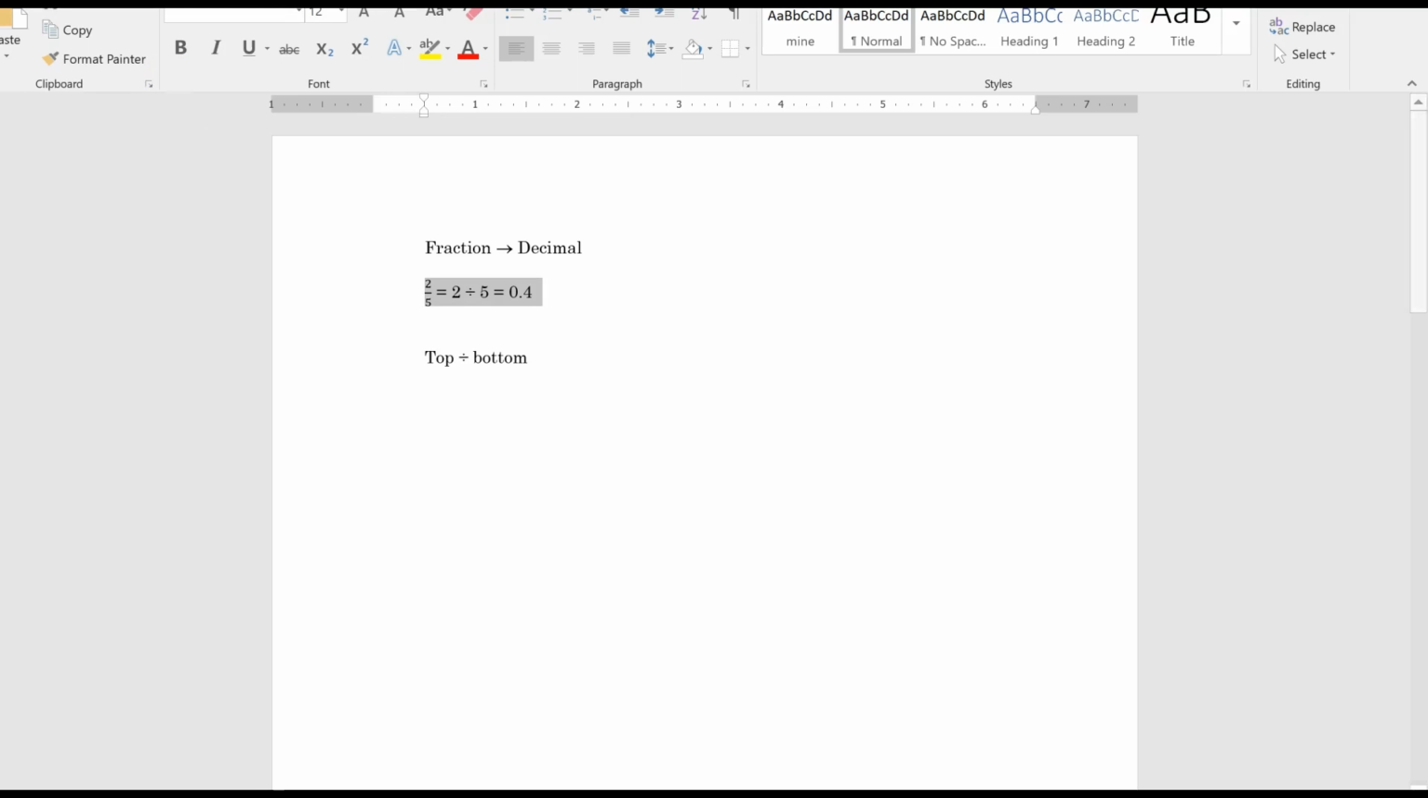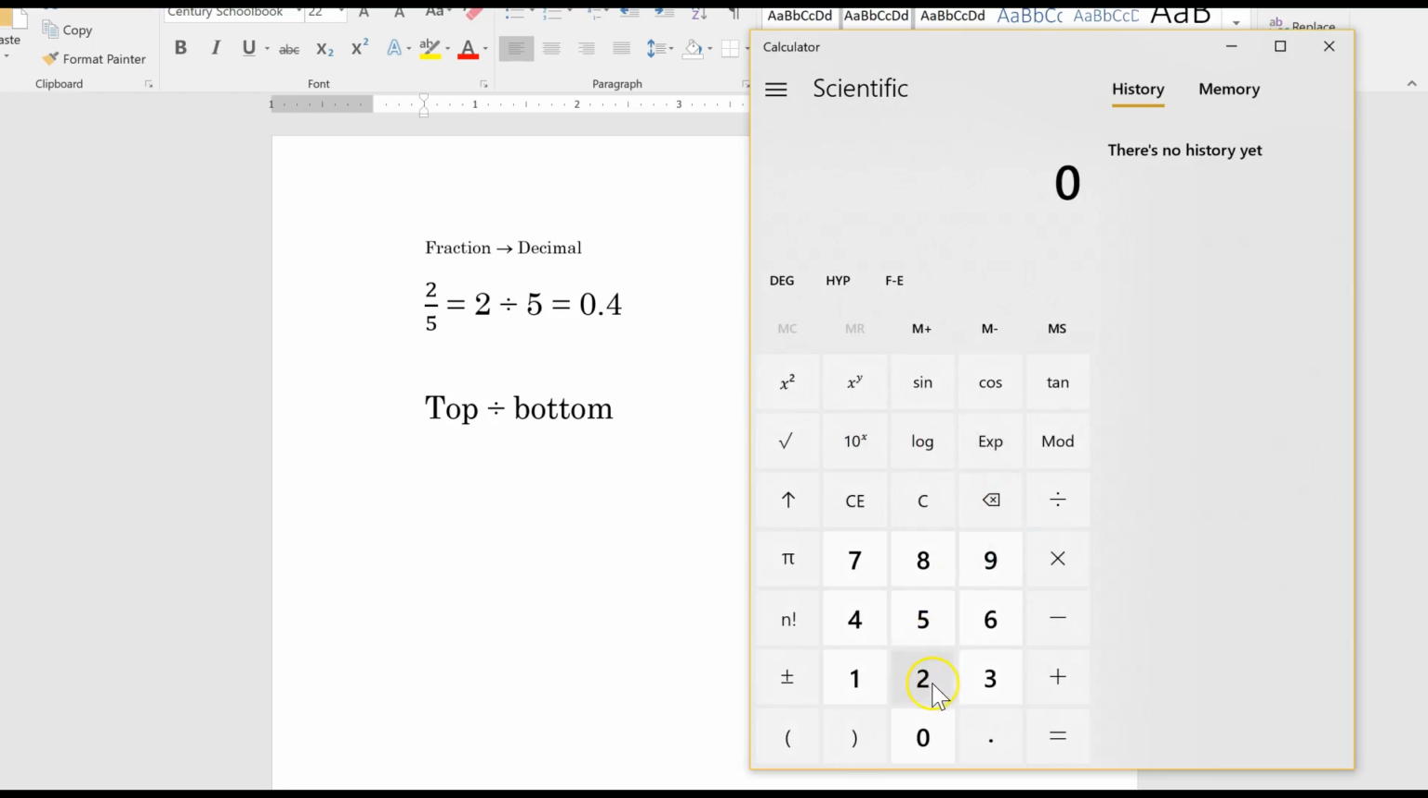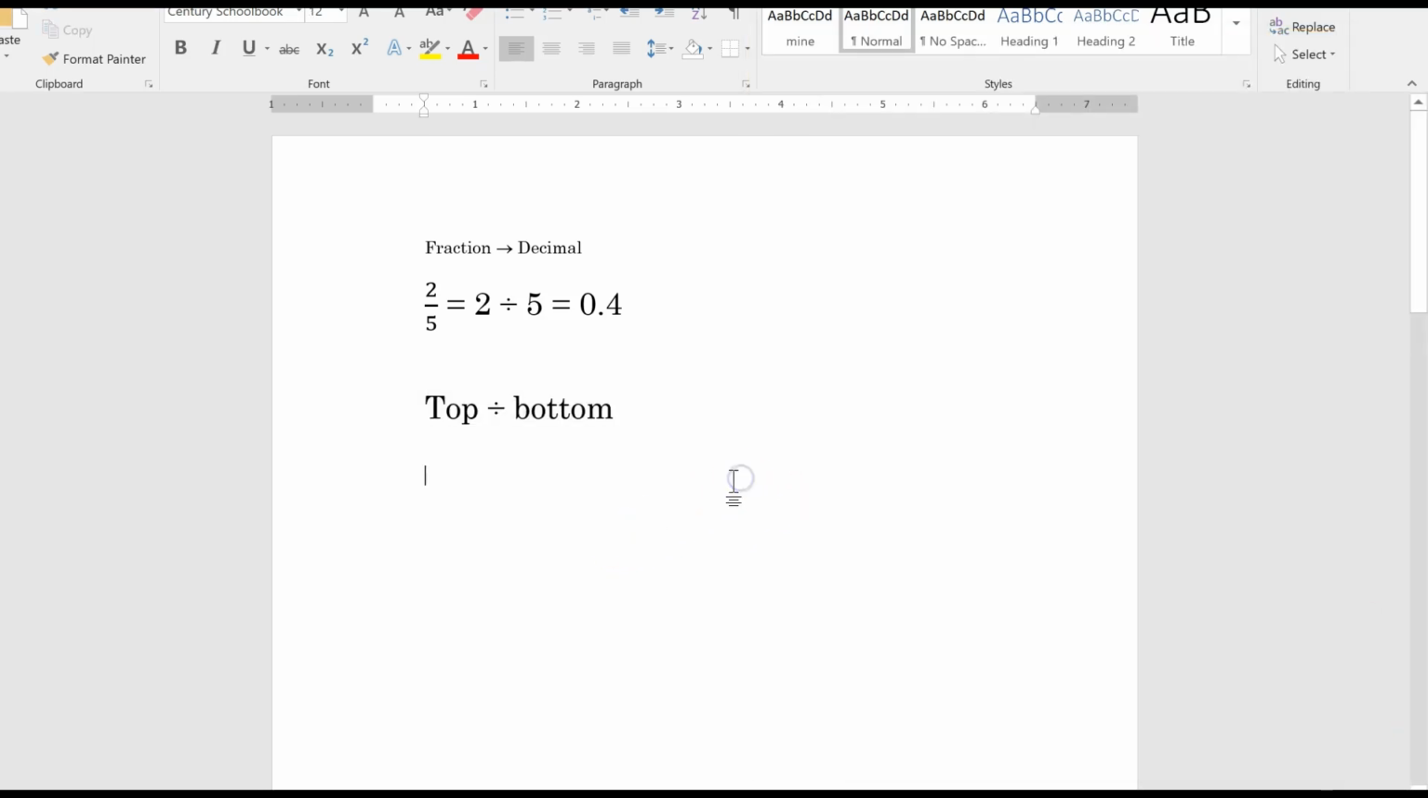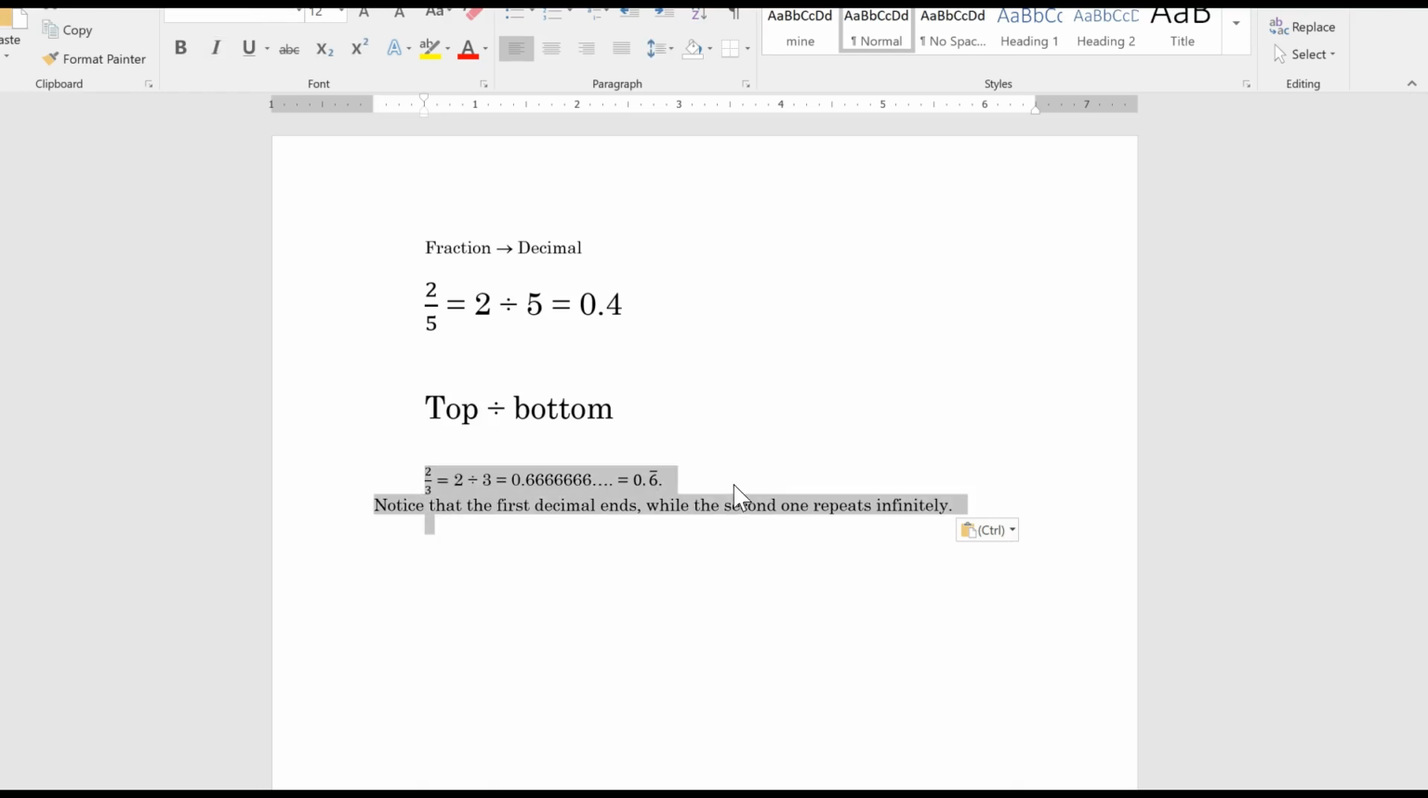You can see right here I have written this out. This is the fraction 2/5. And we can turn that into a decimal just by doing 2 divided by 5, which is just doing the top divided by the bottom, right? So let me just show you on the calculator. If I want to get the decimal for 2/5, it's just 2 divided by 5. Boom, 0.4.